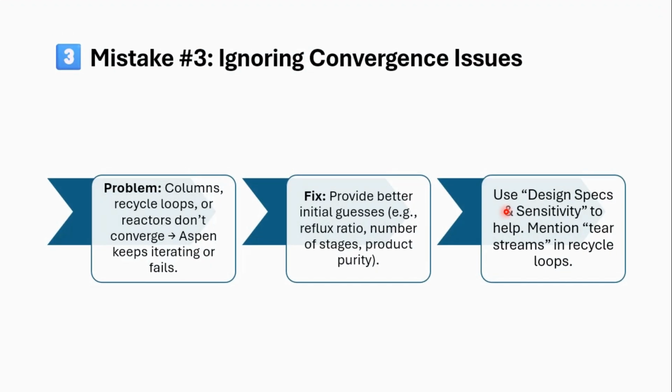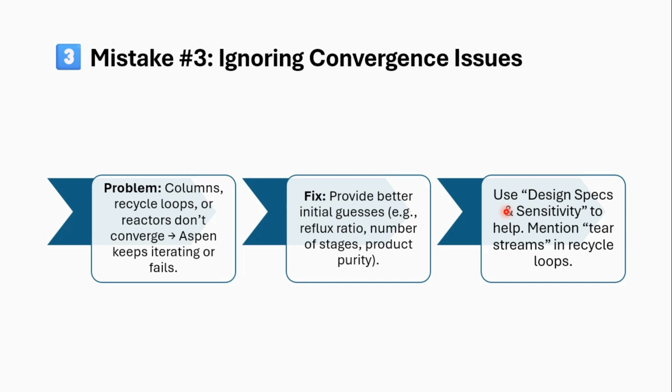Going to mistake number 3, which is ignoring convergence issues. You don't consider the recycle loops, or the reactor does not converge. You keep on increasing the number of iterations in the system. By default, the number of iterations in Aspen is 30. You specify these to 100, 150, 200, 1000. The simulation will keep on running, but your results are not achieved. There is always an error, always a warning. Why? Because of your specifications.